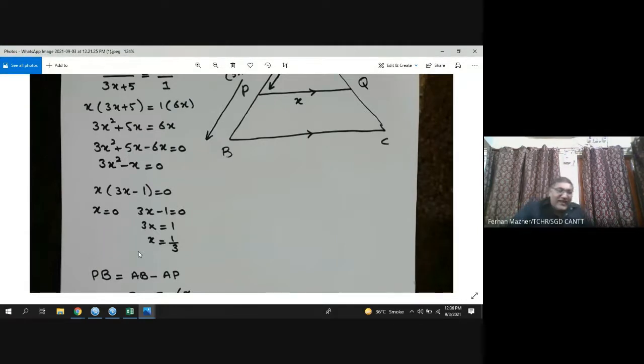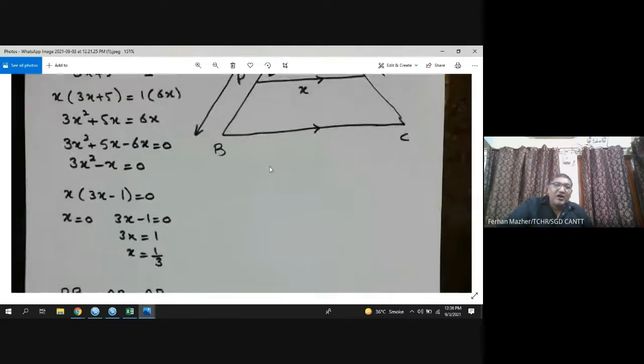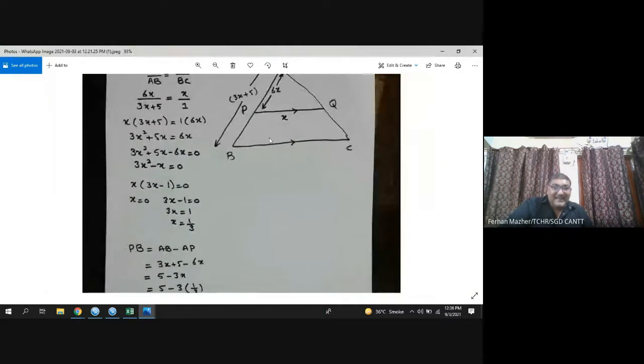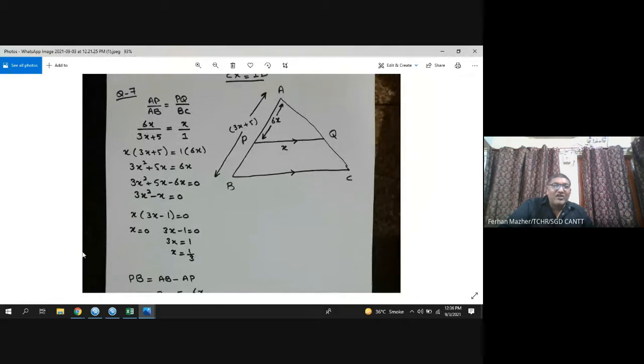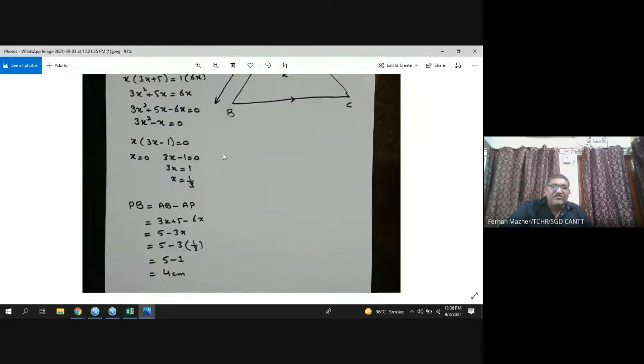So one value of x is 0. The other value of x is 1 by 3. Because in your question, x is a side, it cannot be 0. So neglect this value. So x is equal to 1 by 3. This is the value with which I will work.